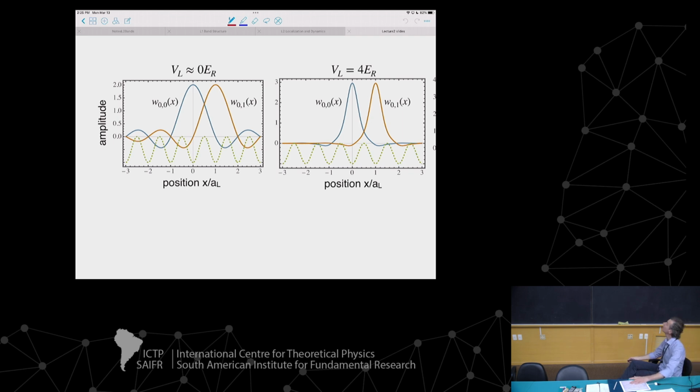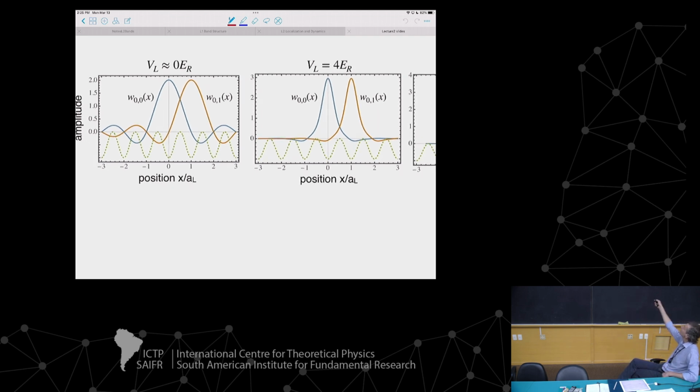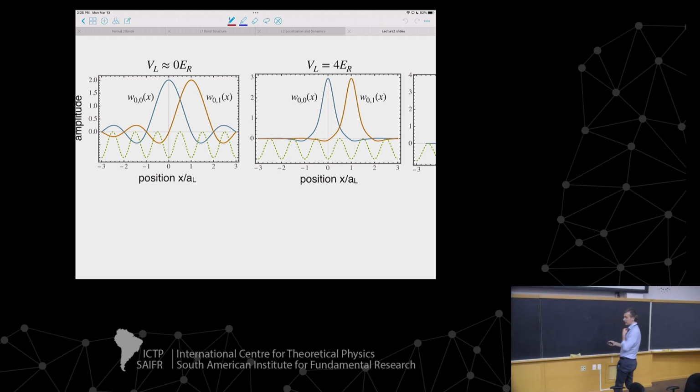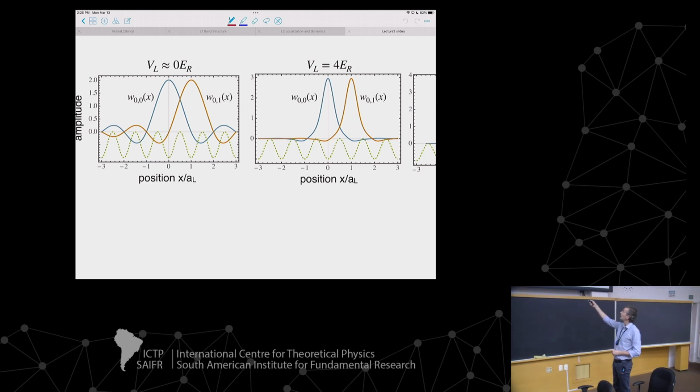But now as I crank up the lattice, you can see for a deeper lattice, the width of this is smaller than the width of this. Here, for zero lattice depth, we weren't really even contained on a single lattice site. You didn't get to this node here until the next site over. Whereas here, although the node is roughly in the same place, the width of this function is getting quite small.